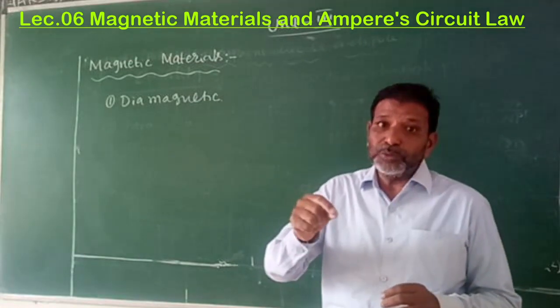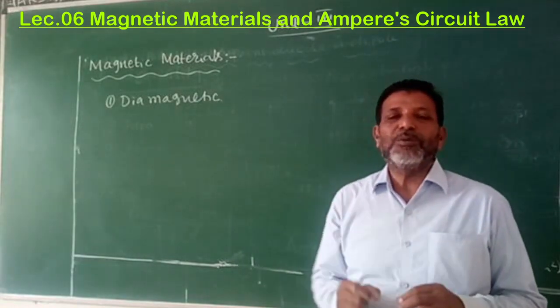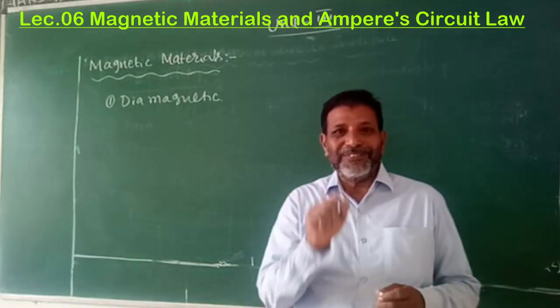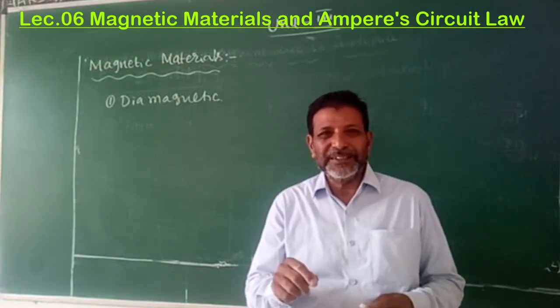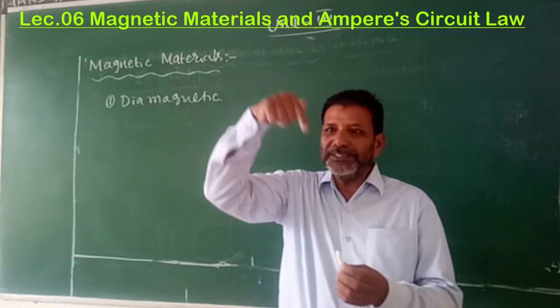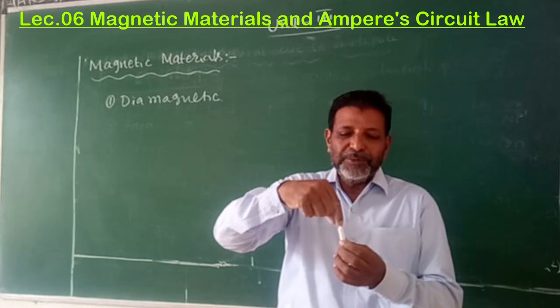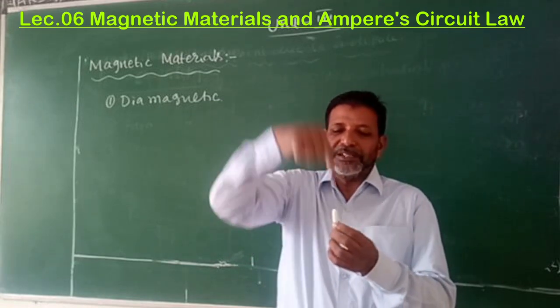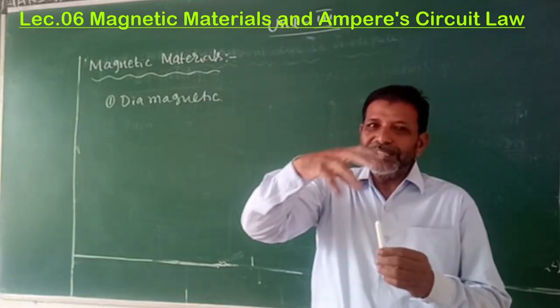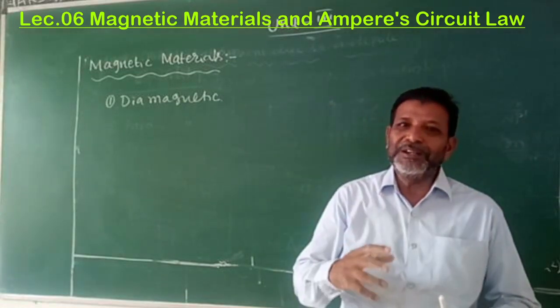Similarly, steel also is attracted to some extent. Nowadays, you have screwdrivers, you might have seen them. If you put a nail to it, then it attracts. Even though it is a steel rod, when you put that screwdriver on the nail, it sticks to it. That means the steel also has some magnetic property.